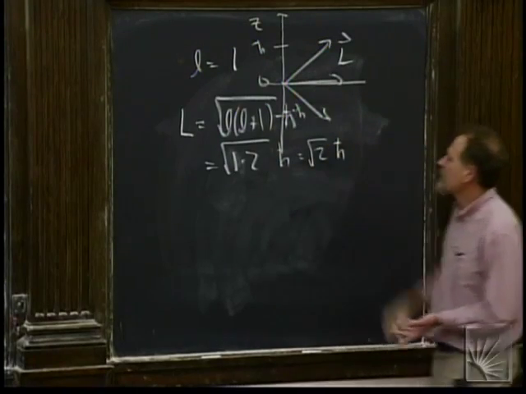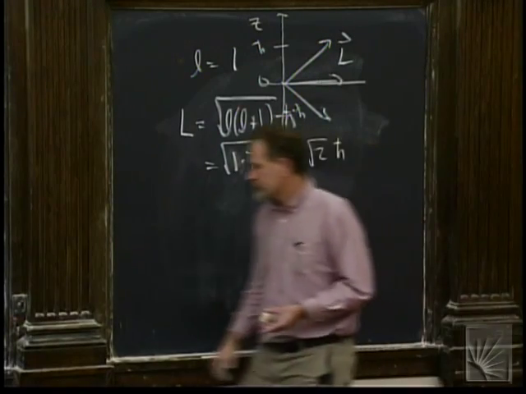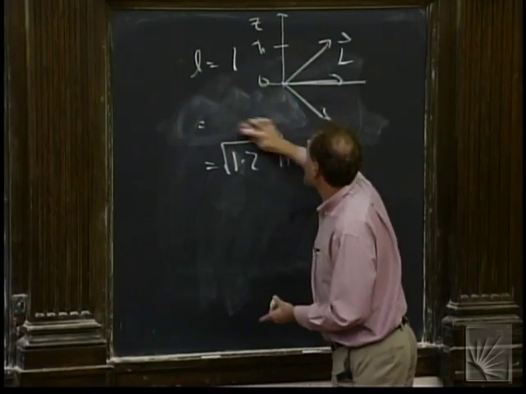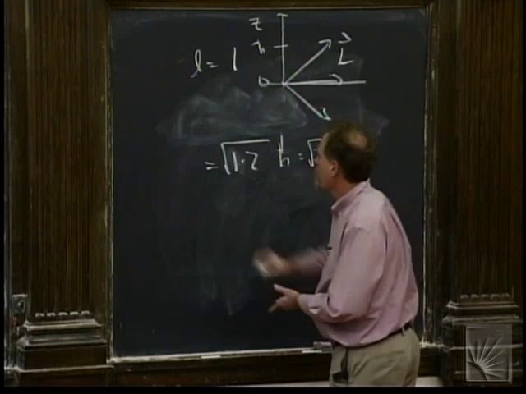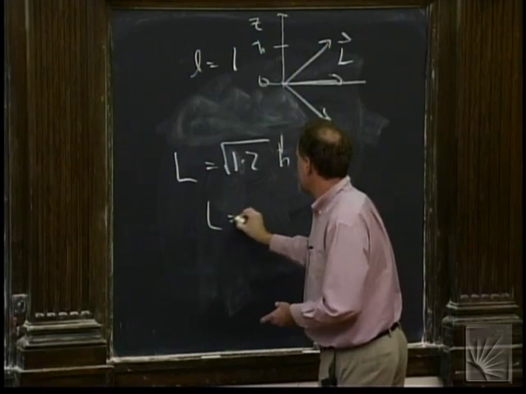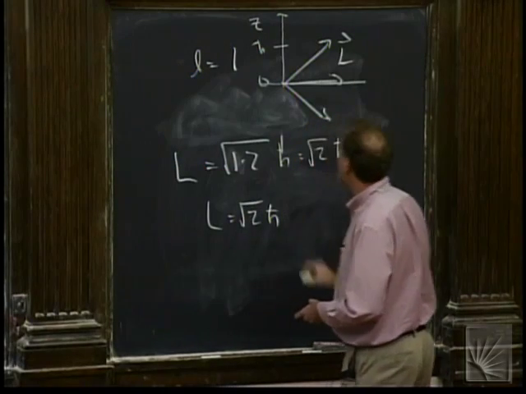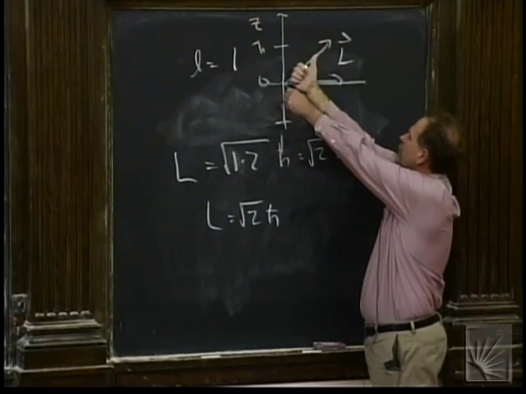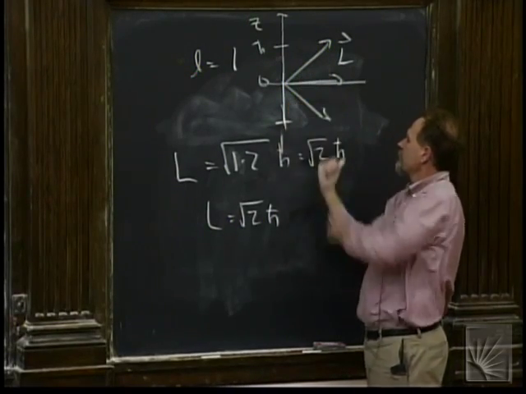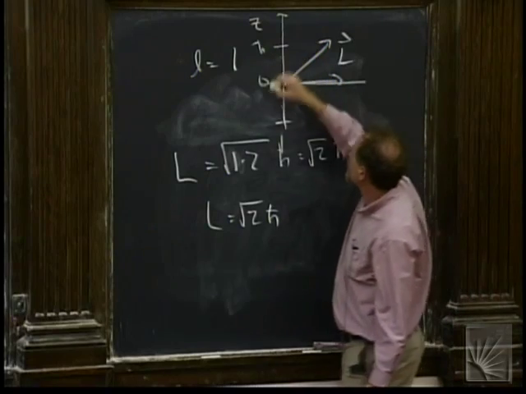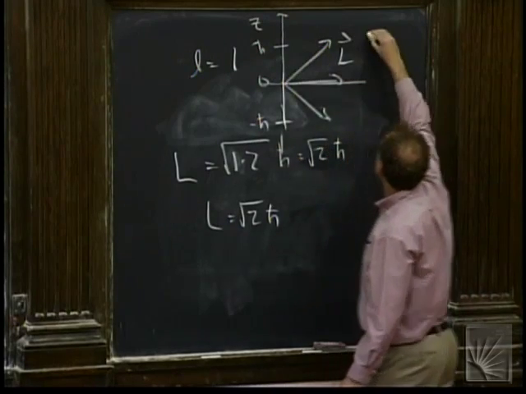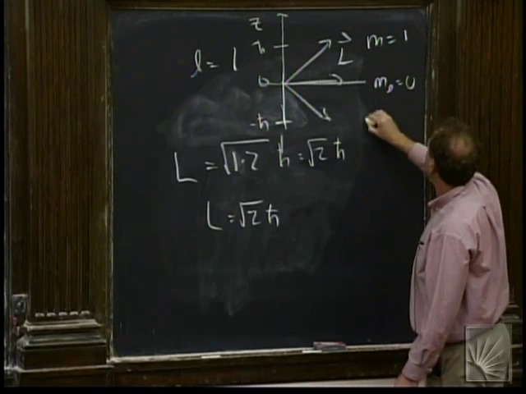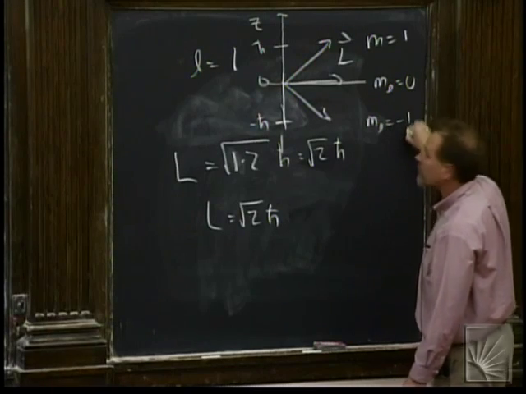Sorry, I got my drawing on top of my algebra. Let me just erase that. So the magnitude is root 2 h bar. And the physical picture is that L is doing this, this, or this. And M sub L, this is M sub L equals 1. This is M sub L equals 0. M sub L equals minus 1.